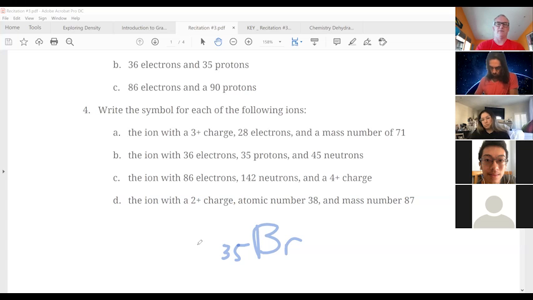80. Right. How did you get that? I added the number of protons to the number of neutrons, so it's 35 plus 45 equals 80. Yep, 80. And then finally, the charge. Where do we put the charge? On the top right.